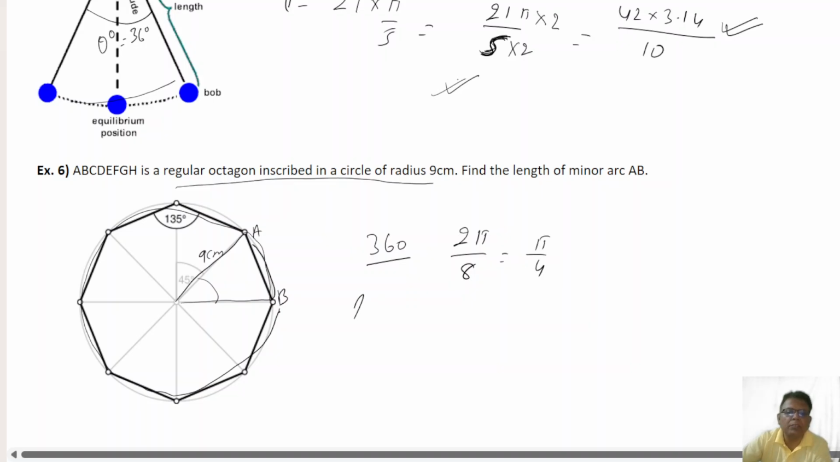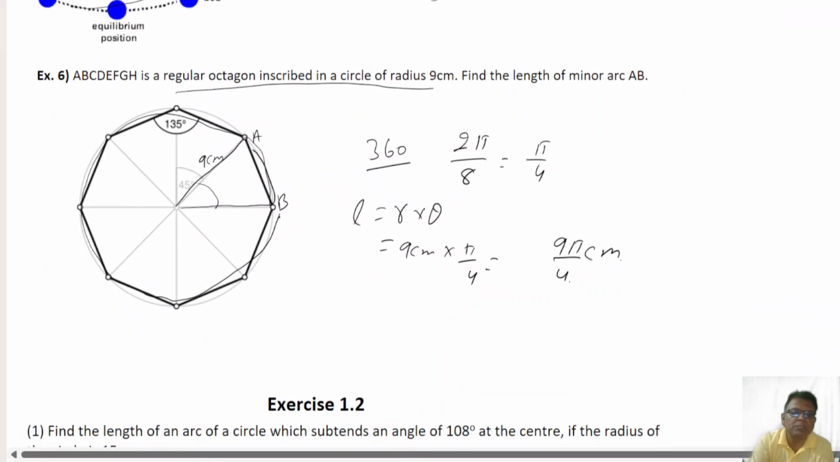So arc length L is equal to R into theta. What is R? R is 9 centimeter and theta is pi by 4. So that is 9 pi by 4. That is the answer. And unit is very important, so you will have to write the unit also. Now come to the exercise question.